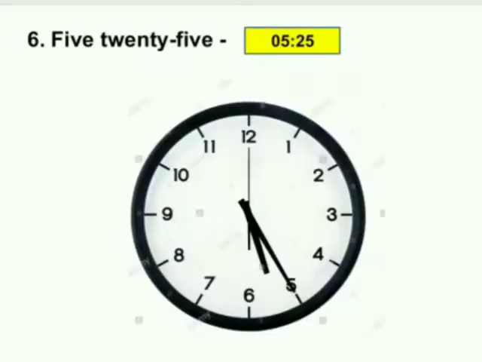Next is 5:25. Now our hand will point to number 5. And where will you draw minute hand? Let's find out when do we get 25 from the table of 5. 5 ones are 5, 5 twos are 10, 5 threes are 15, 5 fours are 20, and 5 fives are 25. So, minute hand will point to number 5.